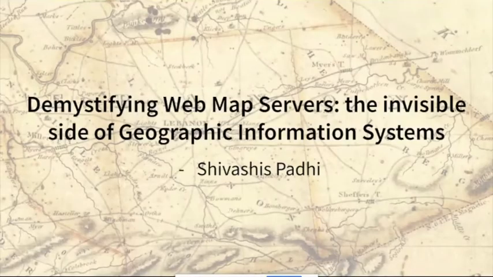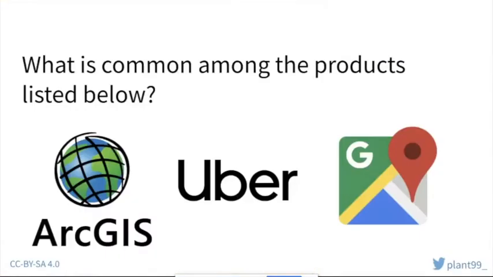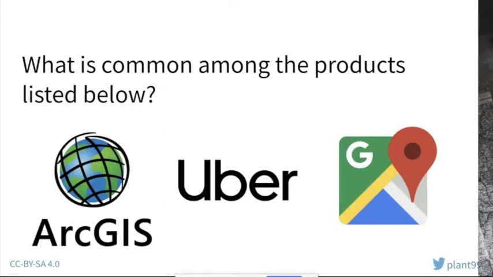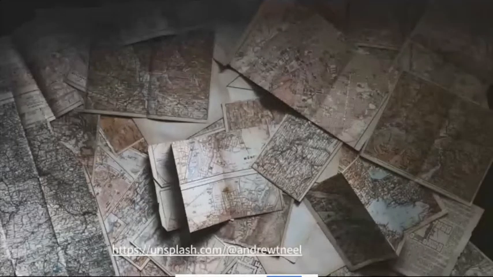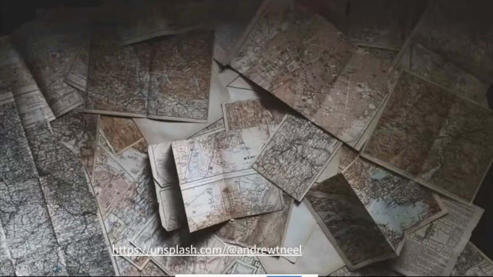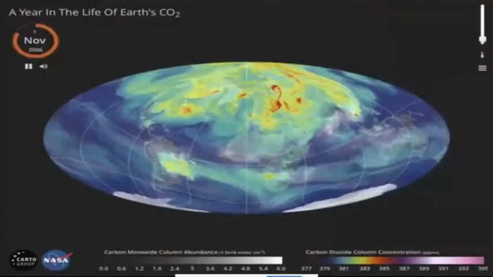So my talk is Demystifying Web Map Servers, the invisible side of geographic information systems. Parts of it will be talking over the next set of slides. Let's first begin with a question. What is common among the products listed below? The first is ArcGIS, and then Uber and Google Maps. Clearly, they're maps, right? But this is not a physical session where we can talk about physical paper maps. We are going to be talking about digital maps and how they reshaped our world.